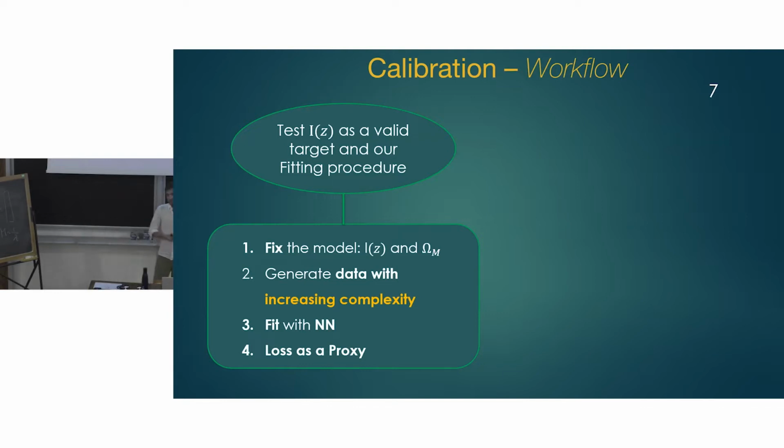And then we fit with the neural network. So we fit I of z, setting up a fitting procedure, a loss minimization, using our neural network, and we use the loss as a proxy. Between our several realizations of data, we had a problem of hyperparameter optimization. We wanted to understand which are the best width and depth of our neural network, the best learning rates, the best batch size, and so on. Lots of different hyperparameters that, according to us, were very relevant.